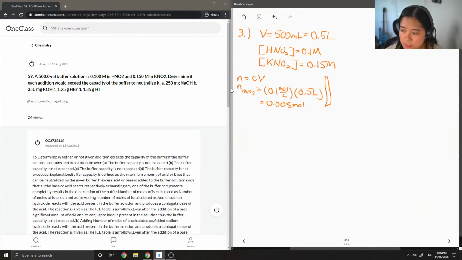So that's for HNO2. And then I'm going to do the same thing for the KNO2. It's equal to 0.15 moles per liter times the volume. And then you end up with 0.075 moles.